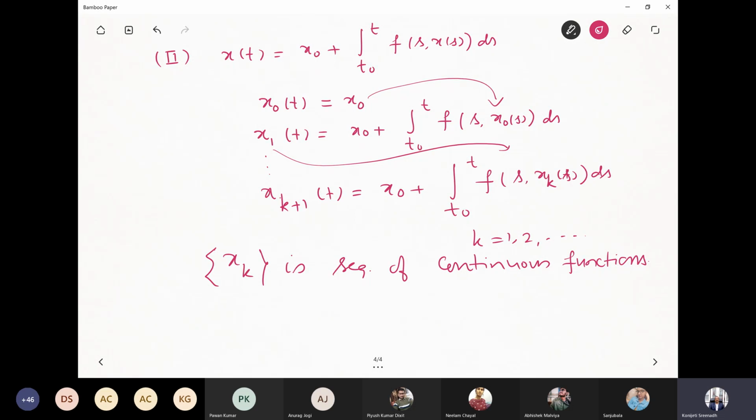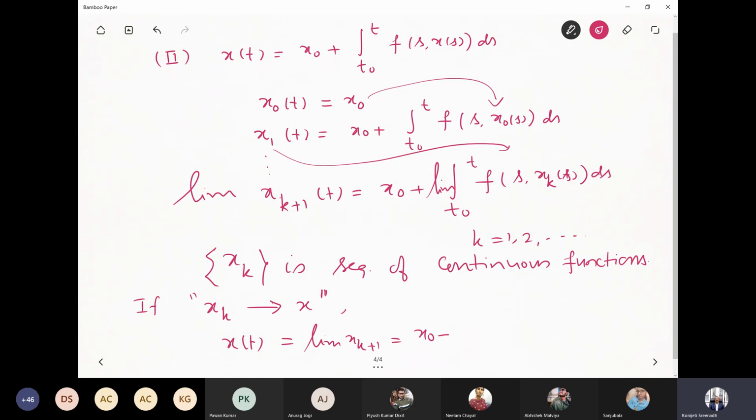So the idea is, if this xk converges to say x, okay. I don't know what is the meaning of convergence and what kind of convergence I will use. Let us roughly think that convergence means that I can take the limit. So if you take the limit here, and x naught is a constant and there is a limit here, so I get the limit of xk plus 1, which is going to be x, and this is equal to x naught plus.